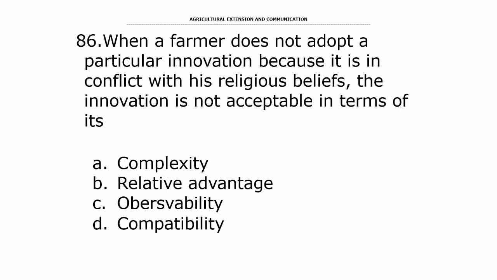Number 86. When a farmer does not adopt a particular innovation because it is in conflict with his religious beliefs, the innovation is not acceptable in terms of its A. complexity, B. relative advantage, C. observed validity, or D. compatibility. The answer is compatibility.